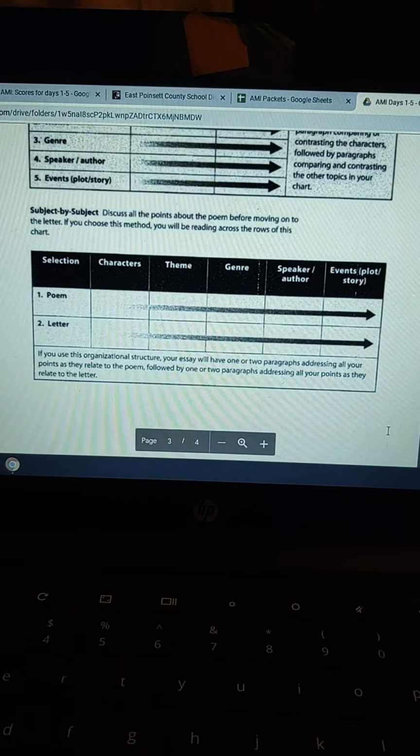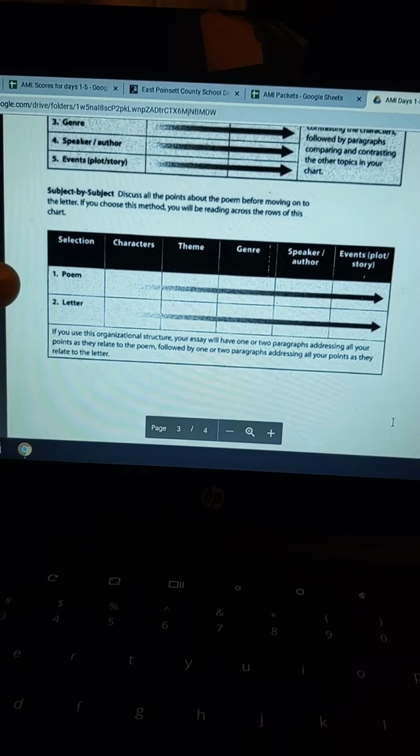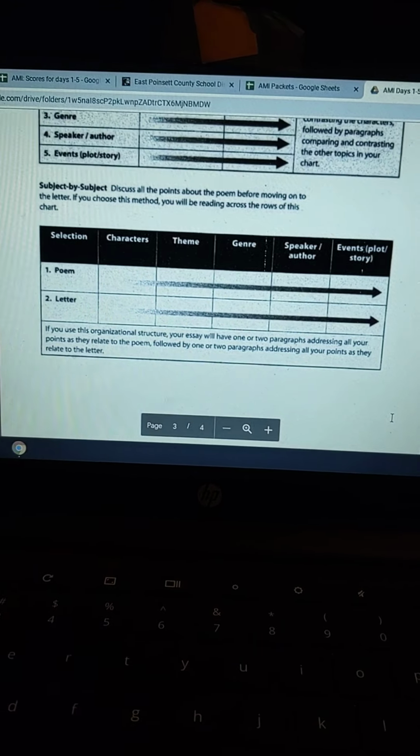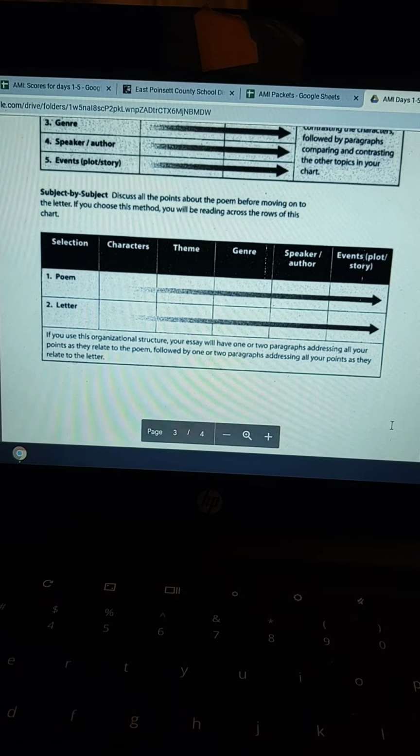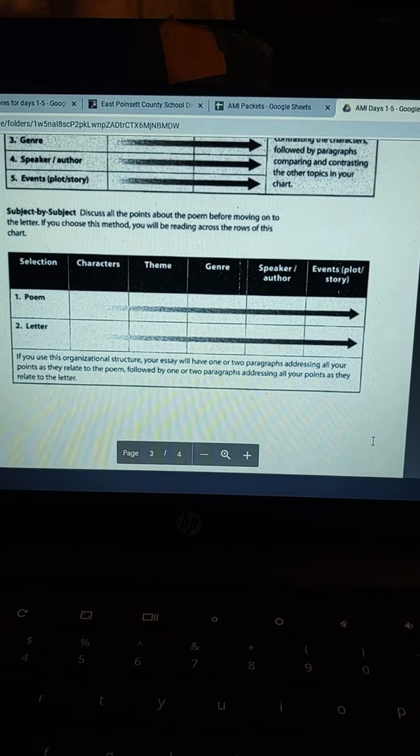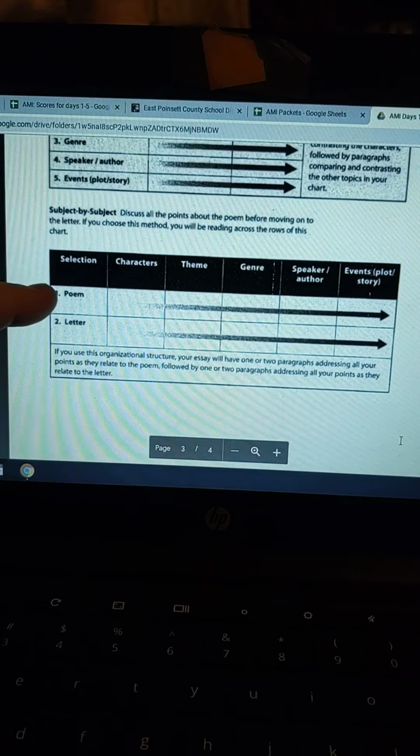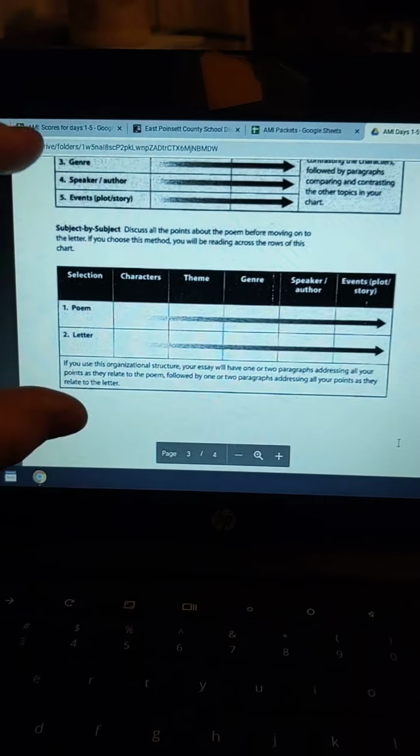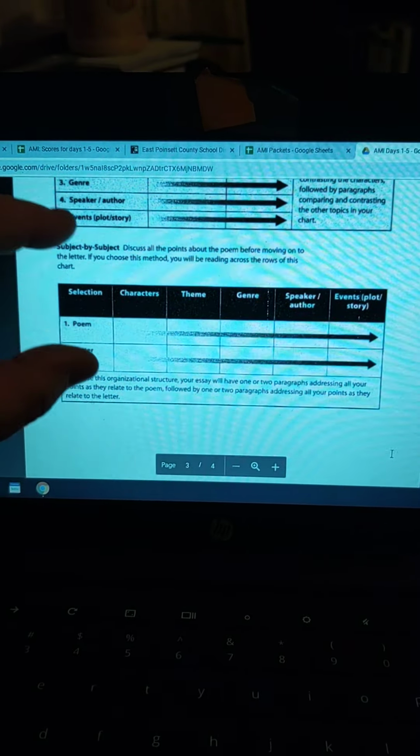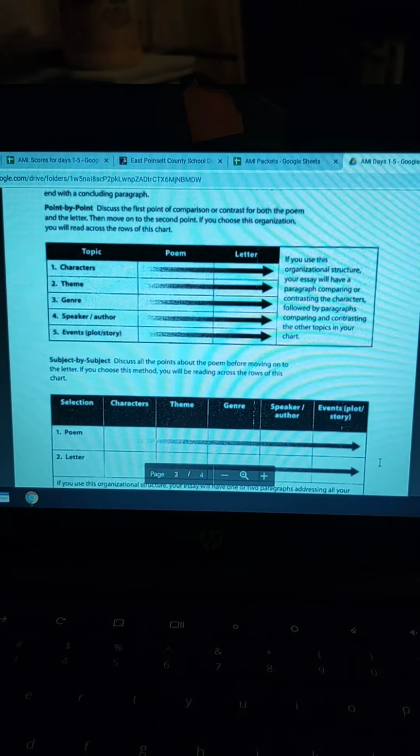There's also subject by subject, and this one I think will work better if you maybe have only a few things to say about each individual thing. But it just depends on what you find more attractive as the author of this essay. The way this one looks is you're going to say everything you have to say about the poem. That would include character, theme, genre, whatever else you had. And then everything you've got to say about the letter. So it's almost like it's done in 2 chunks. You'd have intro, poem, letter, conclusion. Whereas this one, you would have intro, character, theme, genre, conclusion.